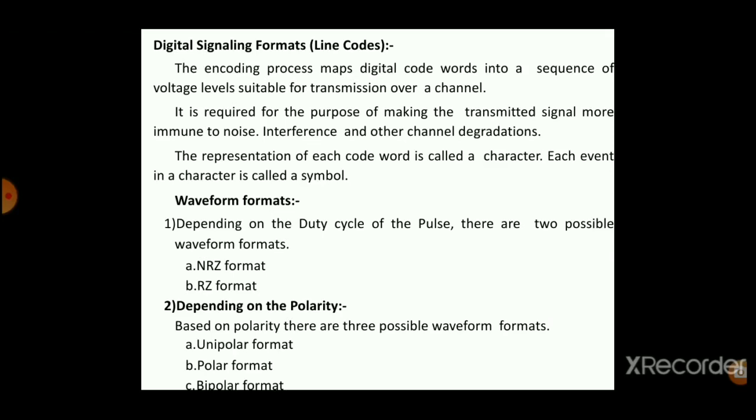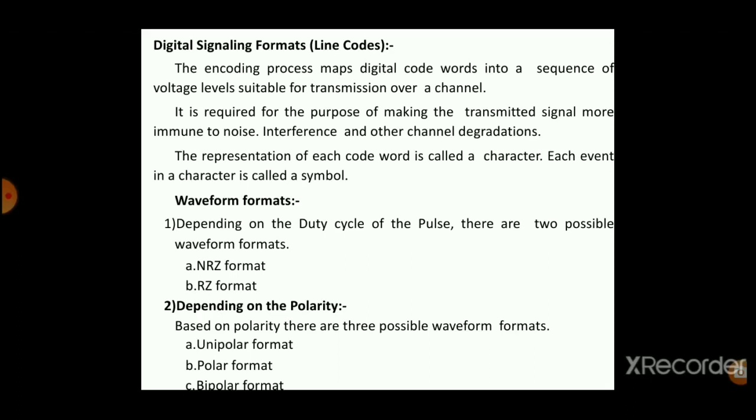Digital signaling formats, line codes. The encoding process maps digital code words into a sequence of voltage levels suitable for transmission over a channel. It is required for the purpose of making the transmitted signal more immune to noise interference and other channel degradations. The representation of each code word is called a character. Each event in a character is called a symbol.